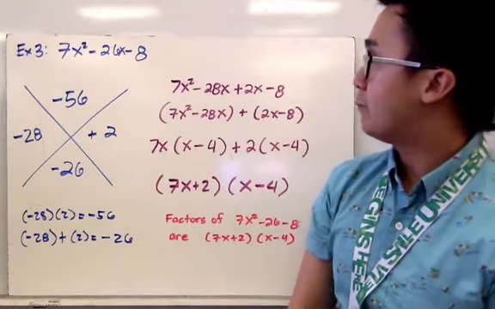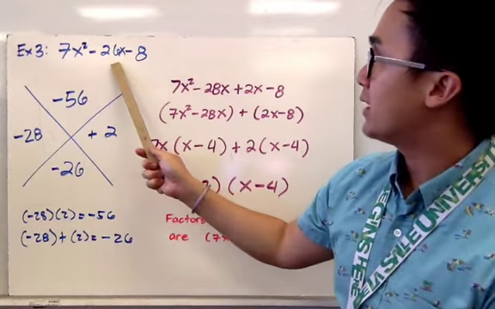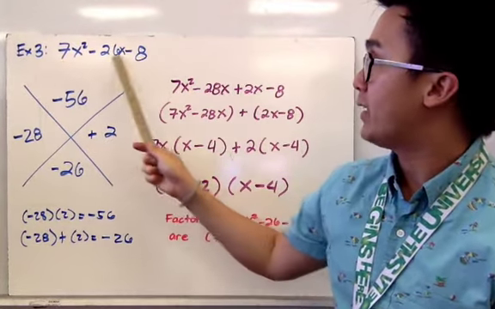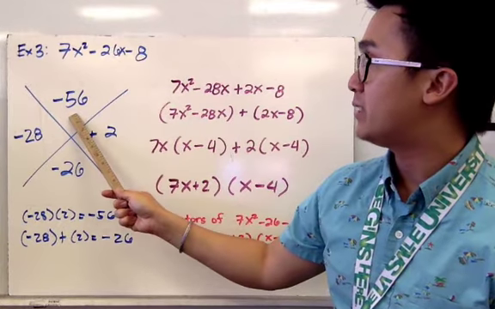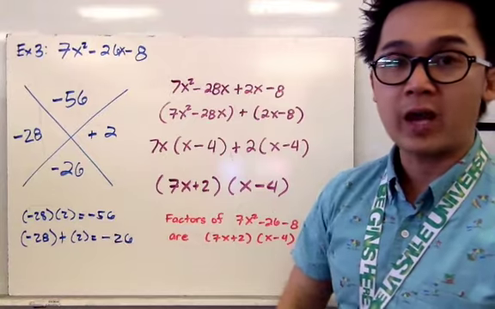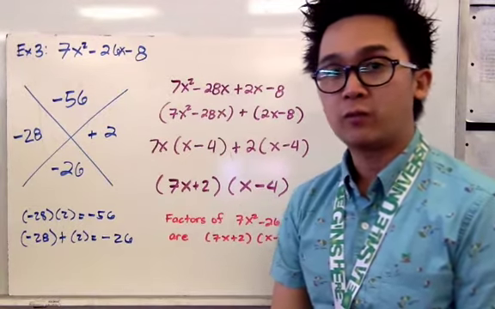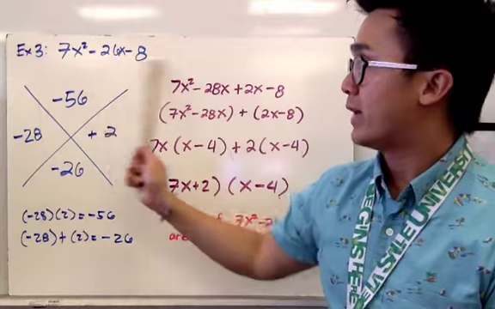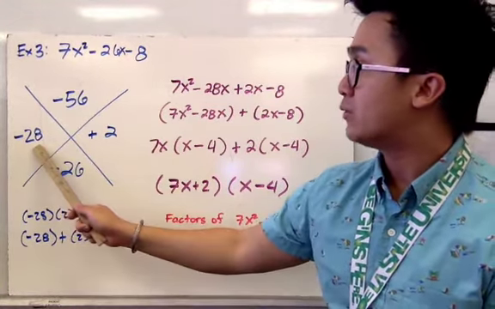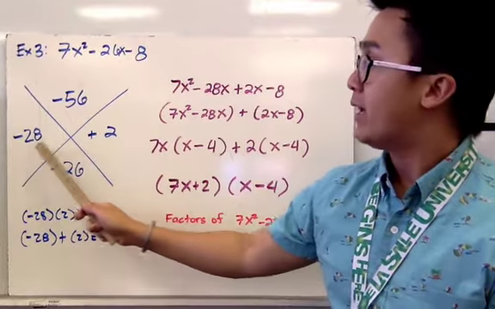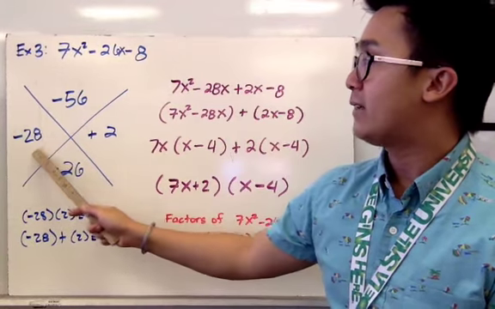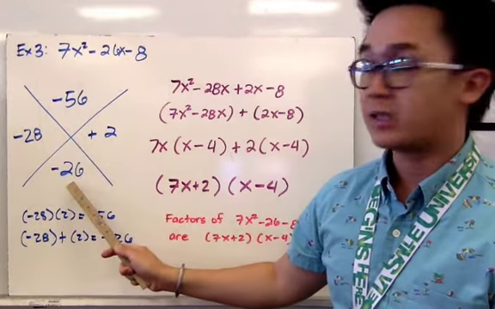And now for our third example, we have 7x squared minus 26x minus 8. So just like what we did before, we're going to multiply 7 and negative 8, which is negative 56. And we'll use the middle term, which is negative 26, as our guide to find the perfect factors that will match our quadratic equation. And in this case, the numbers that we are looking for will be negative 28 and positive 2, because negative 28 times positive 2 is negative 56, and negative 28 plus 2 is negative 26.